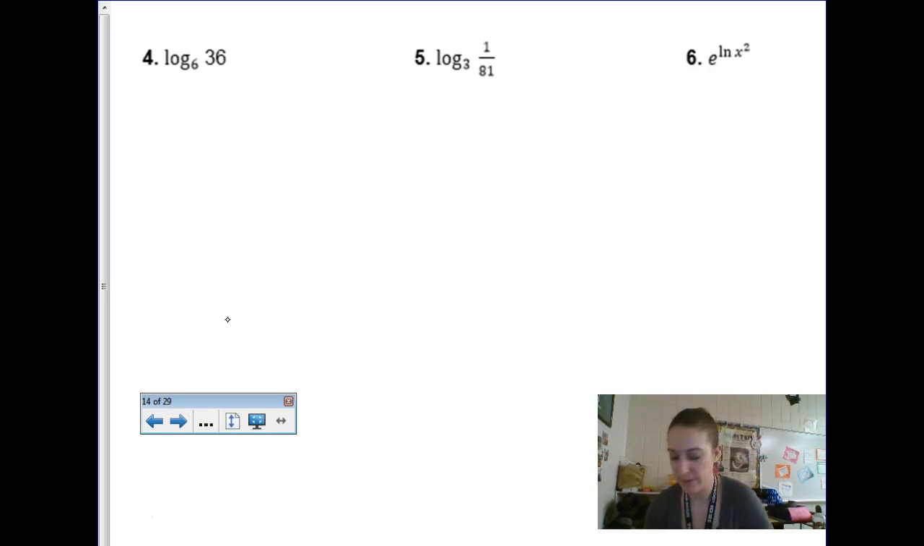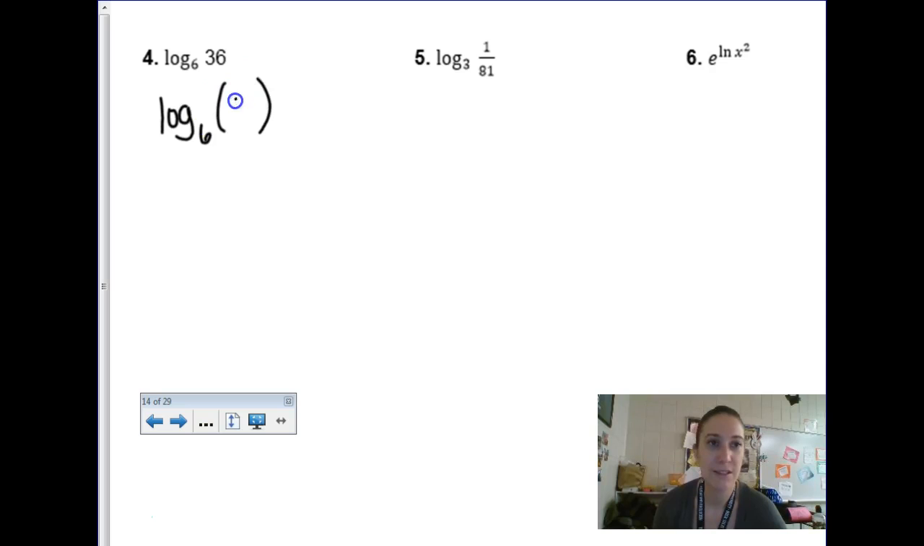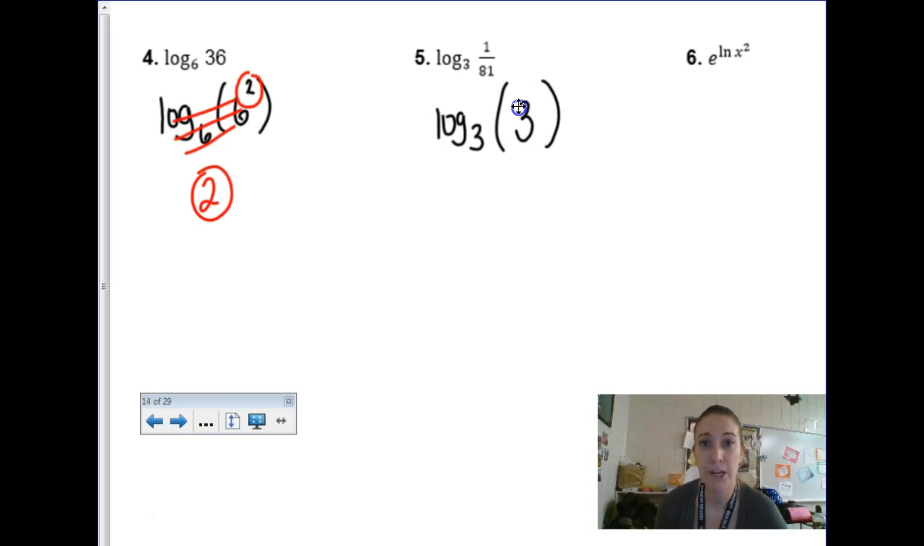Here we have to do a little bit of rewriting. Ready? If I could rewrite 36 as a 6, life would be good. So instead of 36, let's say that's 6 squared. Now that the bases match, log base 6 of 6 are going to cancel, and the 2 drops down. All right, similarly here, I need to rewrite 81 so that it's a 3. So 3 to the 4th power is 81, but if I want to make it a fraction of 1 over 81, we just have to negate it. And remember, no calculator. So these cancel, and you get a negative 4.